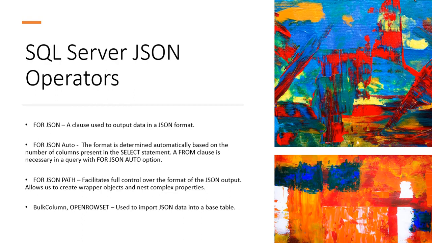Now, JSON can be very hierarchical. You could have very much nested levels. So if I had 3 or 4 tables that I join in a regular SQL query and it's really hierarchical, you can represent those same hierarchies in JSON as you nest those. We'll show an example of using BULK COLUMN and OPENROWSET to import JSON data into a SQL Server base table.